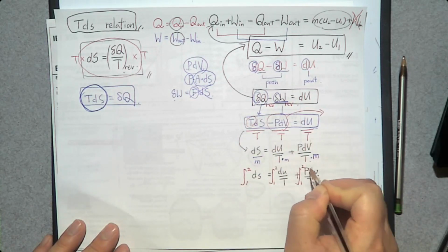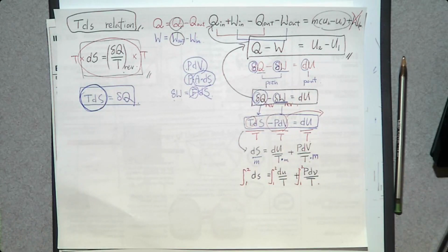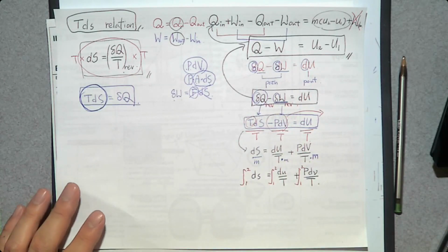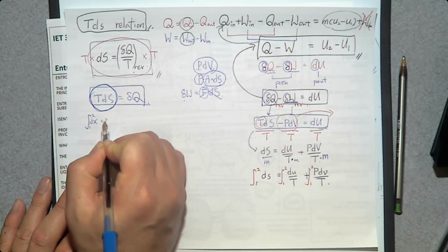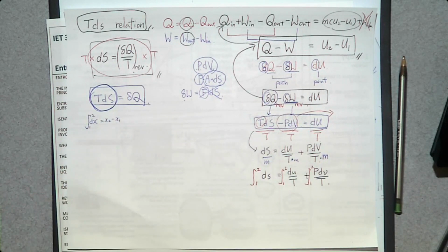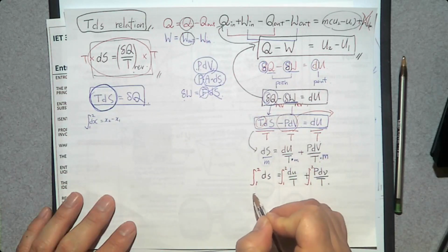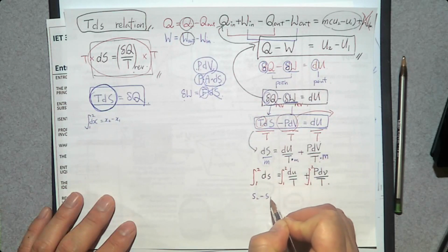Now, what is the integral of ds from 1 to 2? What is the solution to the left-hand side? S2 minus S1. When you integrate dx from 1 to 2, what is it? x2 minus x1, right? Then, what about this s? S2 minus S1, am I right?